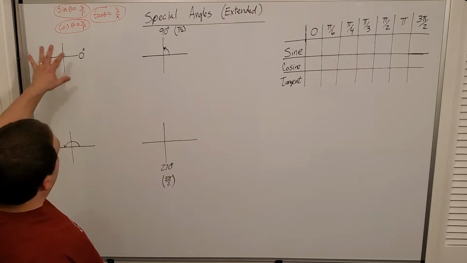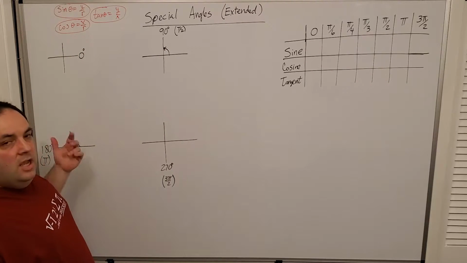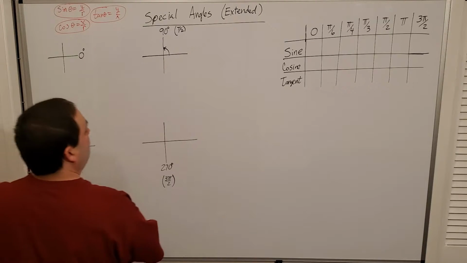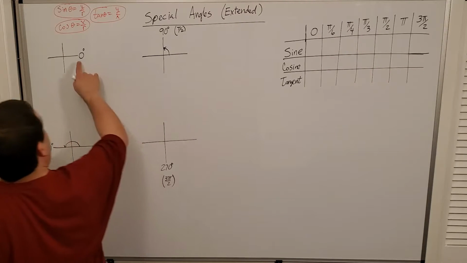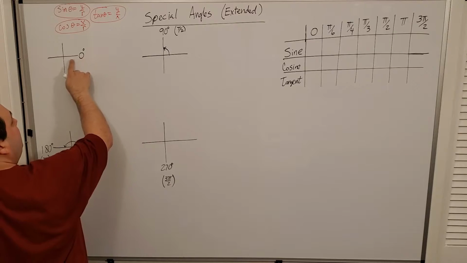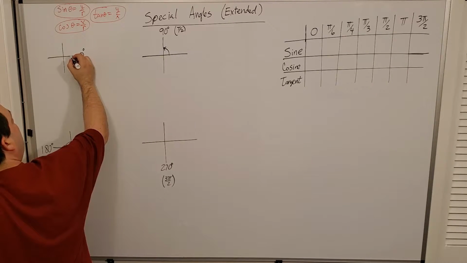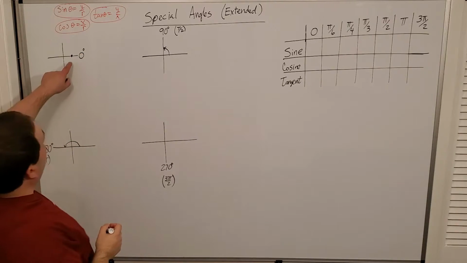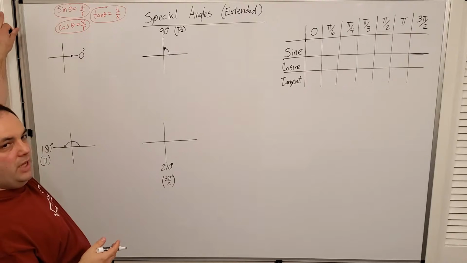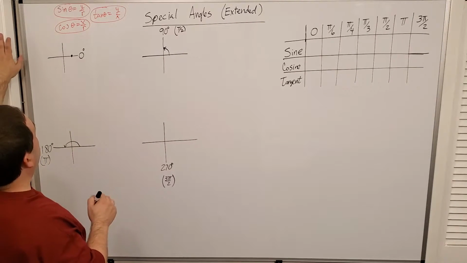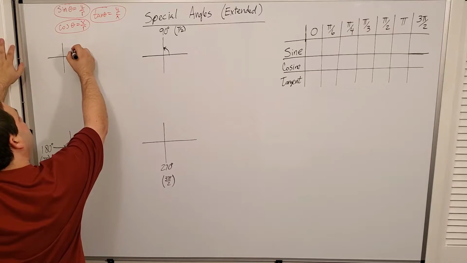And what I really need to do in each of these situations is just pick a point on the terminal side of the angle. Okay? So for 0 degrees, there's no rotation. There is 0 amount of rotation. So the terminal side is the initial side right here on the positive x-axis. And I could really pick any point on there, okay? But I'll choose the point 1, 0.